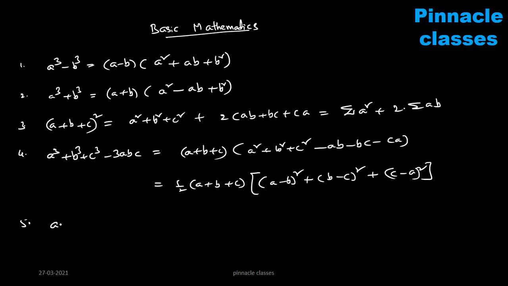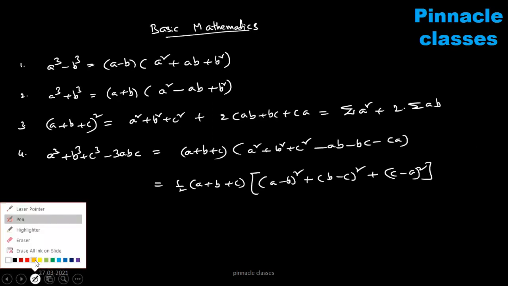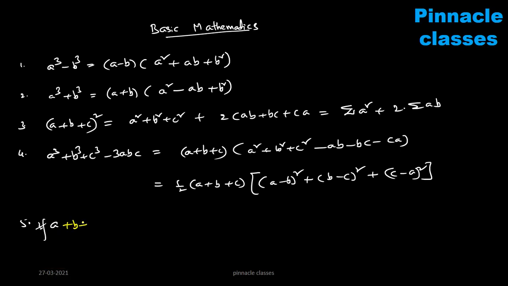Fifth one, if a plus b plus c is equal to 0, then a cube plus b cube plus c cube is equal to 3abc. So frequently we are using these formulas.